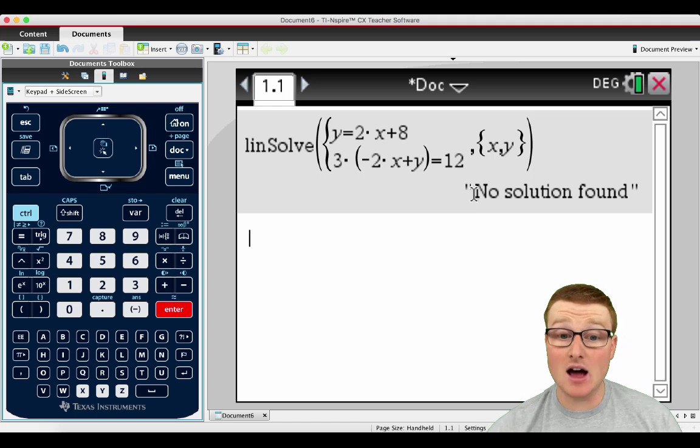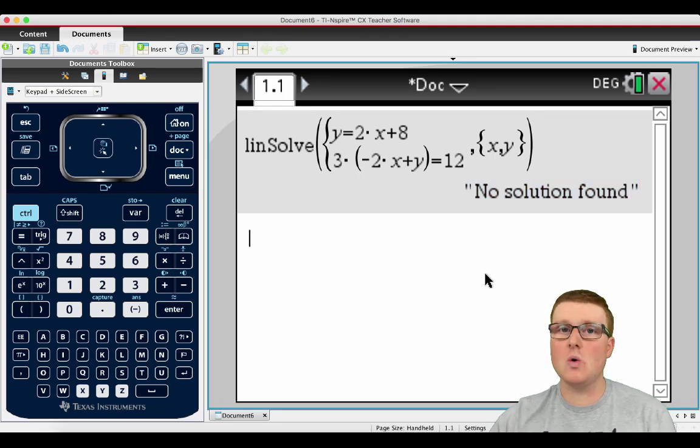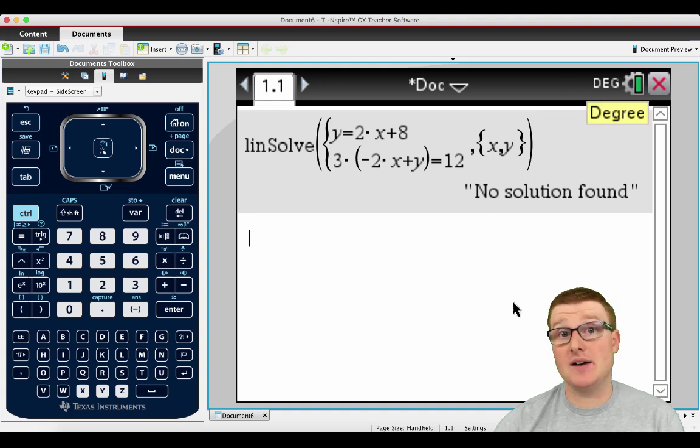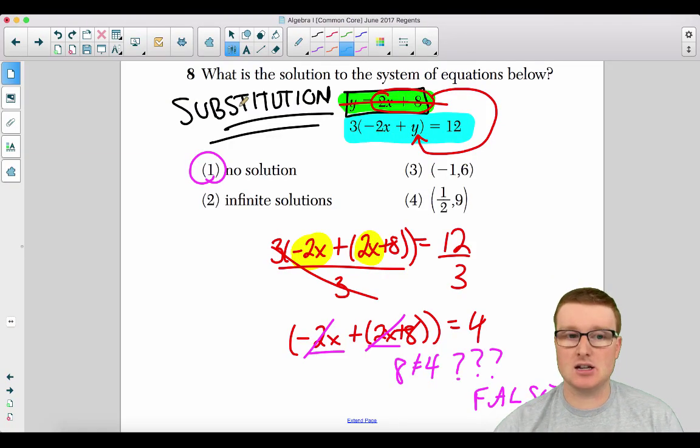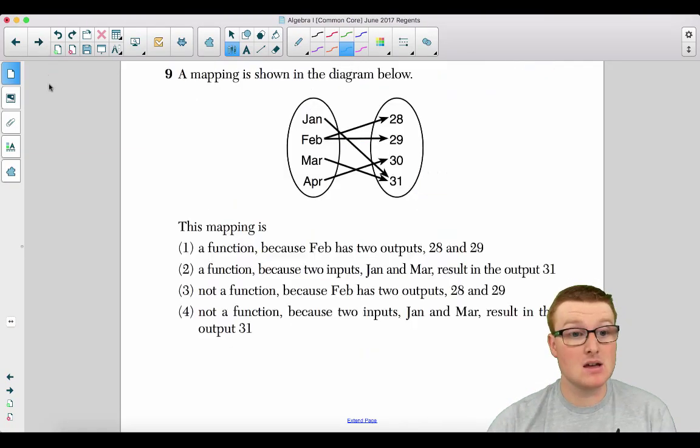Look at that. They even tell you no solution found in the calculator. So you are destined to get this right on your Regents if you have this calculator. So it's all these little tricks and tools that could help you just to make sure that you double check your answer and get it completely right. So your answer is choice 1. Moving on to number 9.